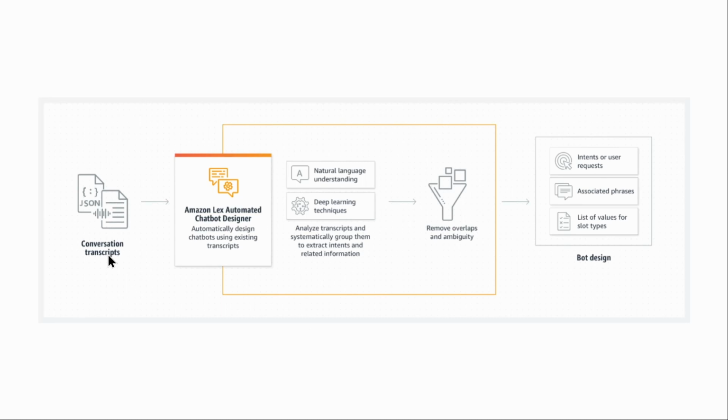So, see, what happens is you send some conversational transcripts and the Amazon Lex automated chatbot designer is there. It automatically designs chatbots using existing transcripts, okay? Once you put the transcripts inside AWS, then inside Lex, it will automatically understand your transcripts. It has natural language understanding and deep learning techniques, through which it will analyze the transcripts and systematically group them to extract your intent, like what are you trying to do? What are you requesting? What is the information related that you have to give? And it removes the overlaps and ambiguity. How? By asking a couple of questions or something like that. Okay. So that's how it works.